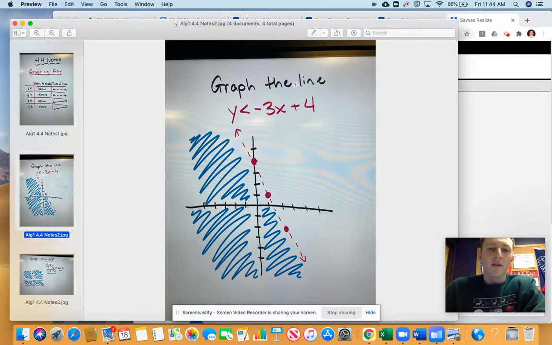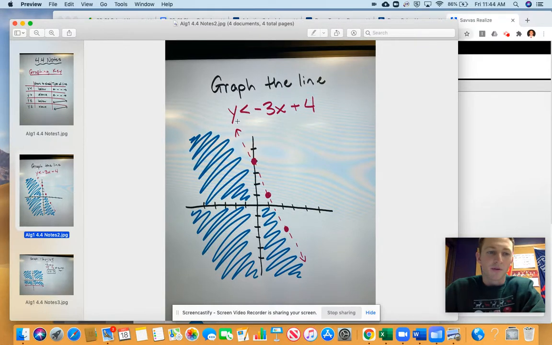We want to graph the line y is less than negative 3x plus 4. So we're just going to pretend that this is an equal sign when we plot our y-intercept and our slope, just like y equals mx plus b. So our y-intercept is 4. Our slope is negative 3. So we're going to go down 3 and right 1. Now we have our 2 points.